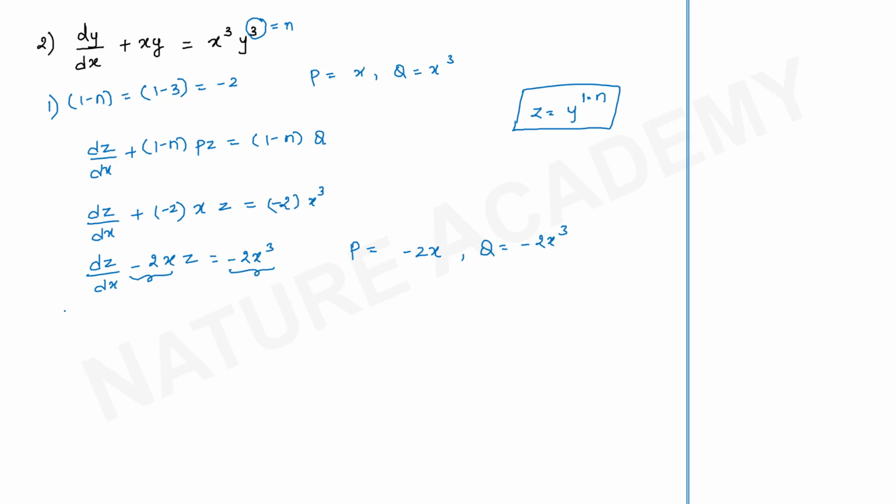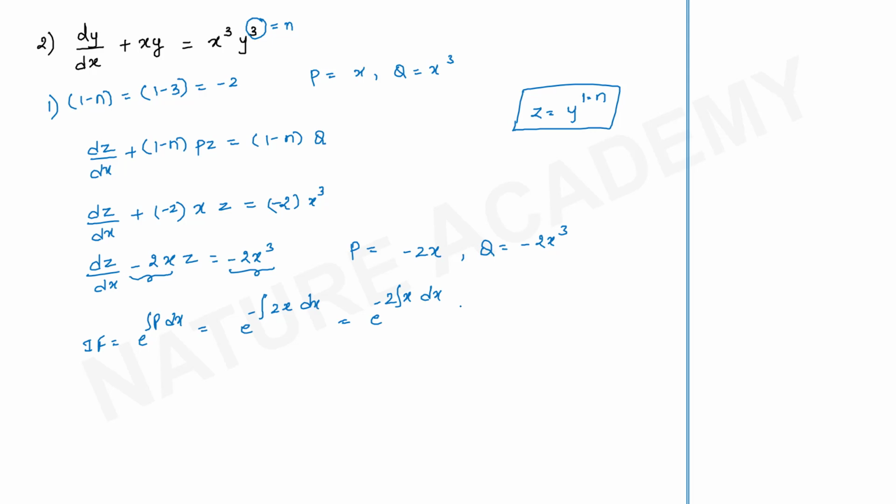So this is in this form, no? The linear form it is now. Now I can easily find the integrating factor. Integrating factor will be equal to e raised to integral p into dx, is equal to e raised to minus integral 2x into dx. This I can also write as minus 2.